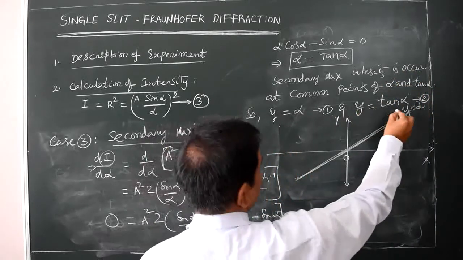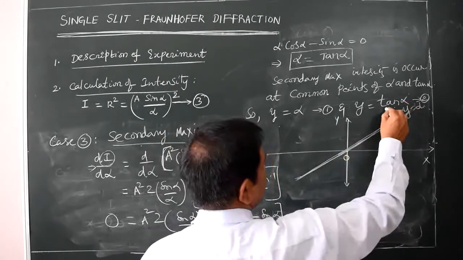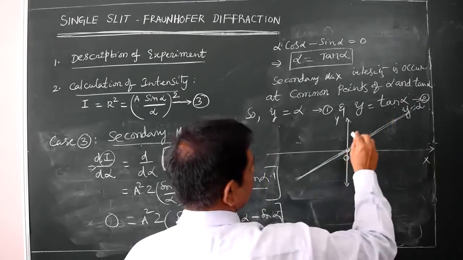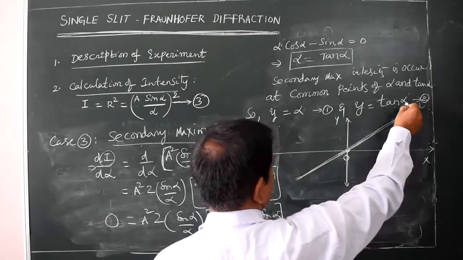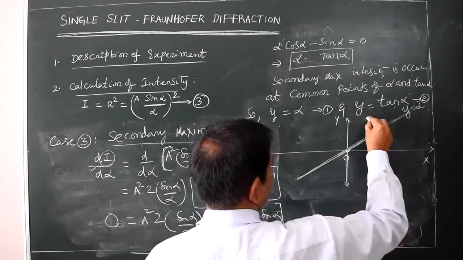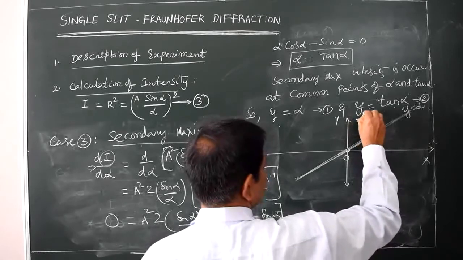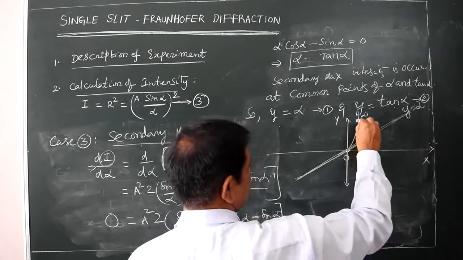And what is the second line? Y is equal to tan alpha. When alpha is equal to 0, tan alpha is also 0. So y is equal to 0, the first point. Next, alpha is equal to pi by 2. Tan pi by 2 is infinity. So the infinity value is like this. You can take this infinity, and so this is the point.